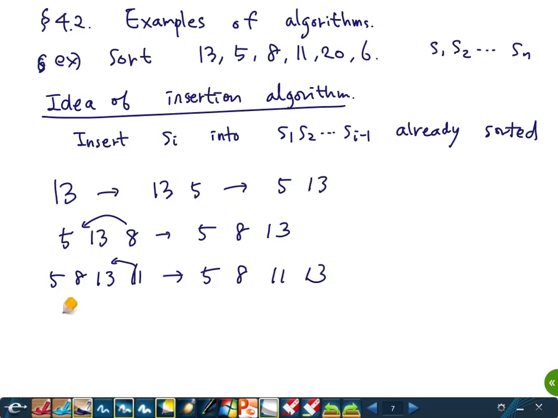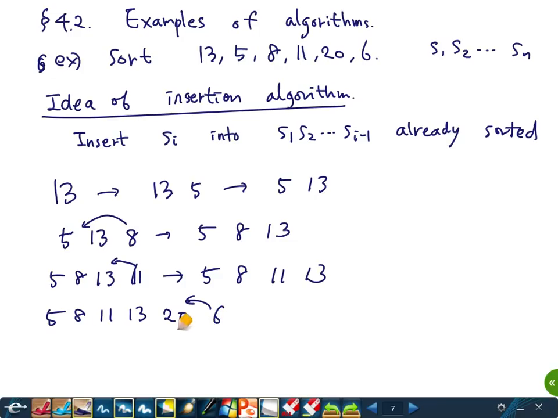The next number is 20. And this is already the biggest, so we don't have to insert anywhere else. It is just there. And next, 6. We need to insert 6.